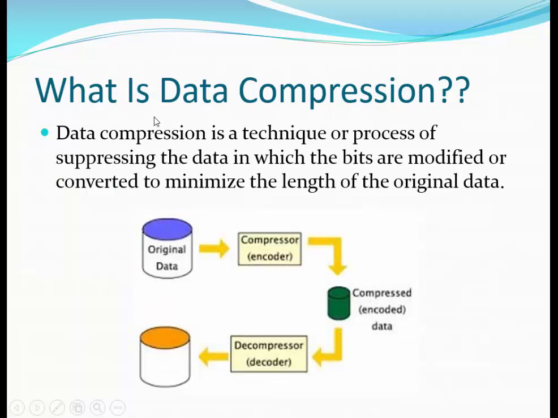So, in computer language, what actually is data compression? Data compression is a technique or process of suppressing the data in which the bits are modified or converted to minimize the length of the original data. That is, we can compress the original data in such a way that it takes less space. Data compression involves encoding the information in a file in such a way that it takes up less space.